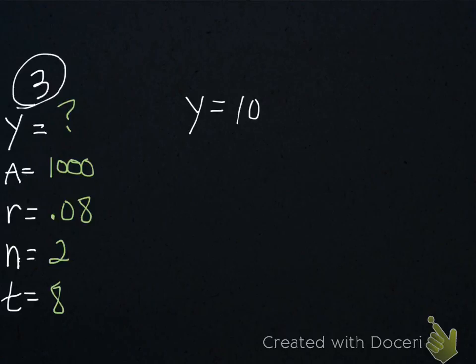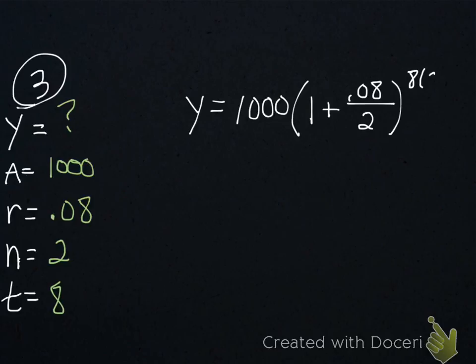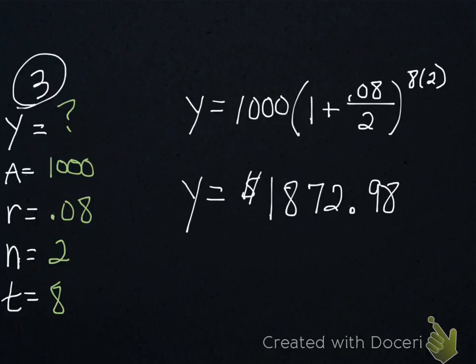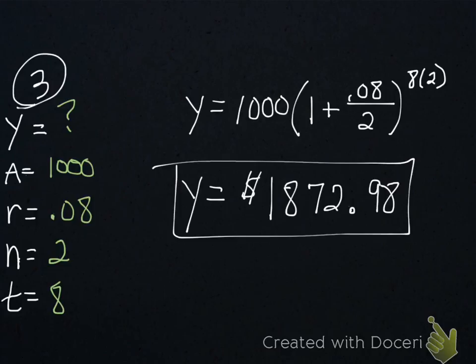Y equals 1,000, parenthesis, 1 plus 0.08 divided by 2, close the parenthesis, raised to the 8 times 2 power. Yes, I know 8 times 2 is 16, and you could go ahead and plug it into the calculator that way. So once we plug it in, we get $1,872.98. Remember to round to the penny.